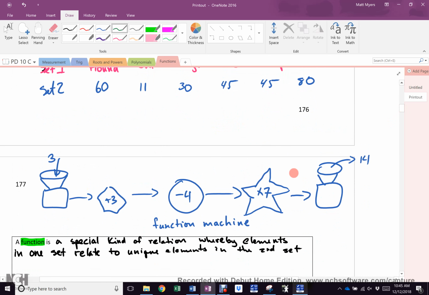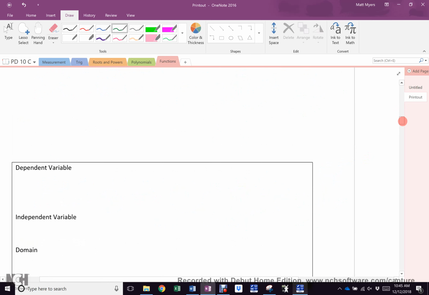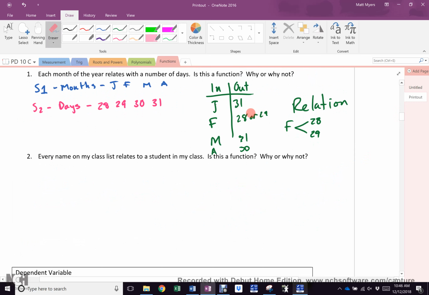This is a function because no matter what I put in here, I get a unique number, yes? Okay. No matter what I enter without February there, how many outputs does January have? 1. How many outputs does March have? 1. How many outputs does April have? 1. So it's a function. February ruins it because February has 2 possible outcomes. Okay? Let's do another one.